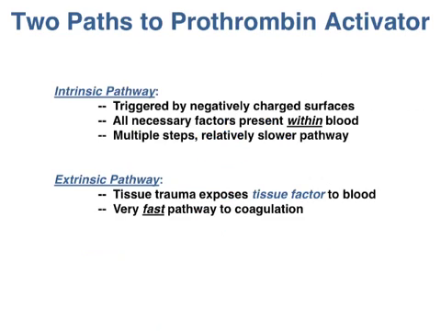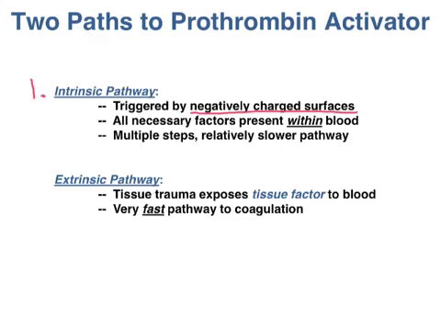Prothrombin activator, or prothrombinase, is the key here, and there are two ways to get there. The first is referred to as the intrinsic pathway. It's called the intrinsic pathway because everything that's needed to get a blood clot is already there within the blood. It doesn't need anything outside of the blood to trigger this clotting process. All it needs are negatively charged surfaces. And these negatively charged surfaces include collagen, activated platelets, even glass can trigger clotting via the intrinsic pathway.